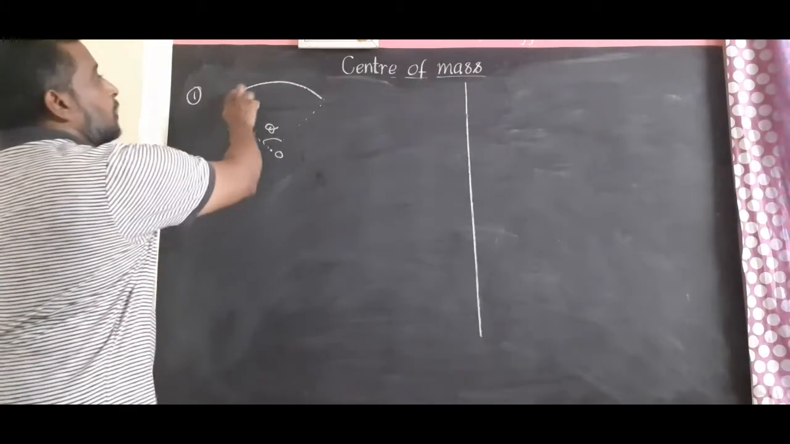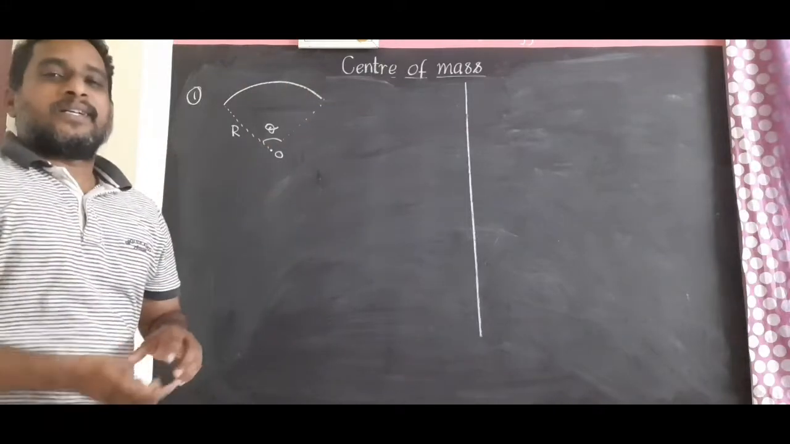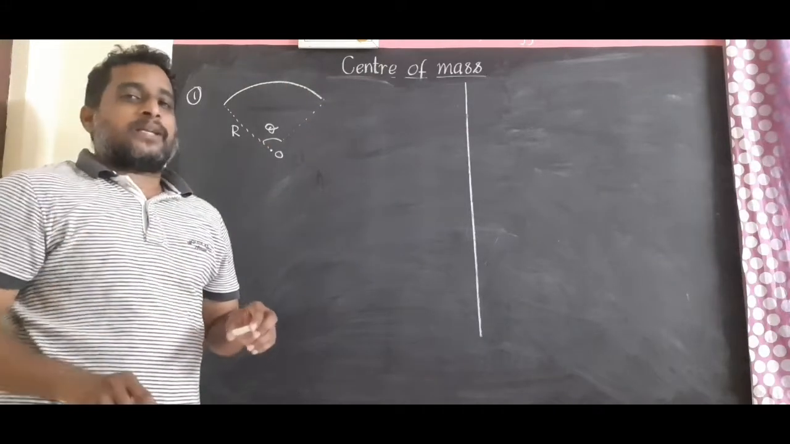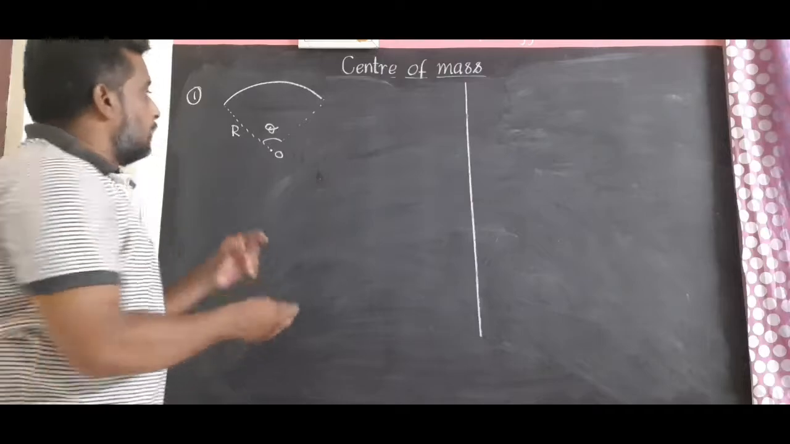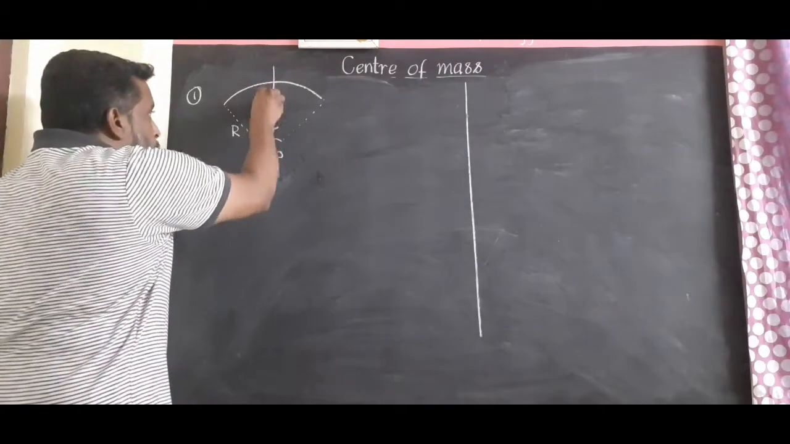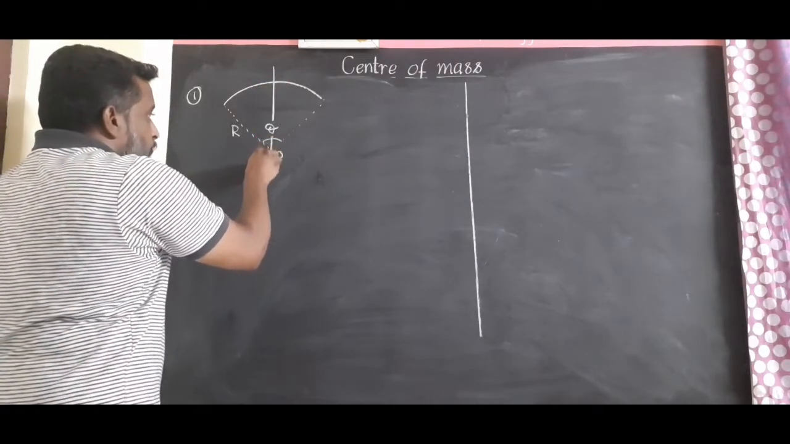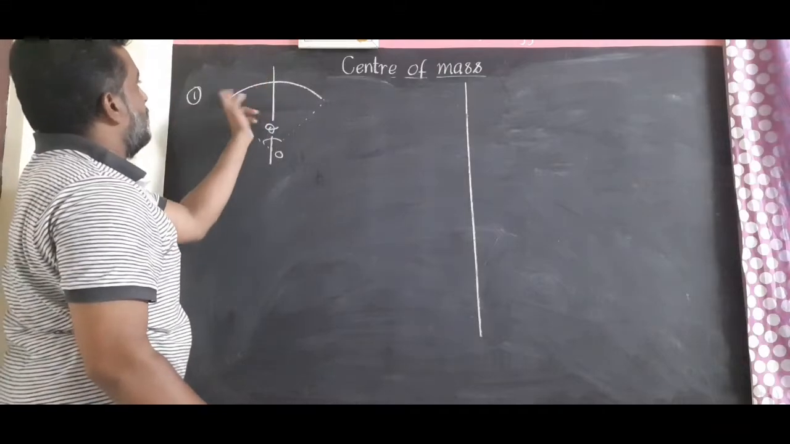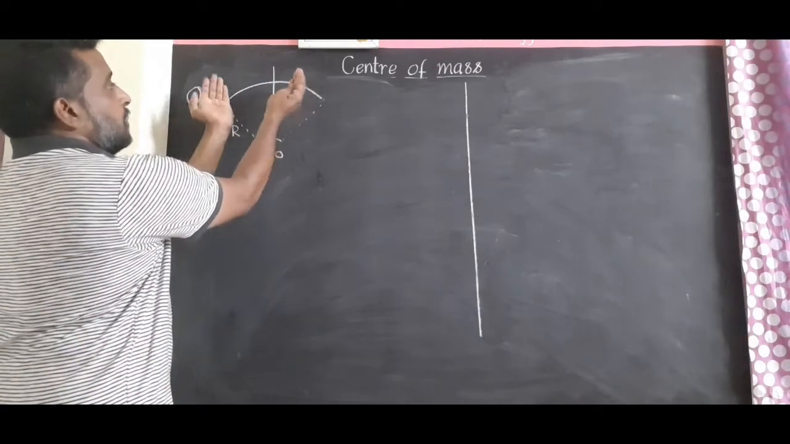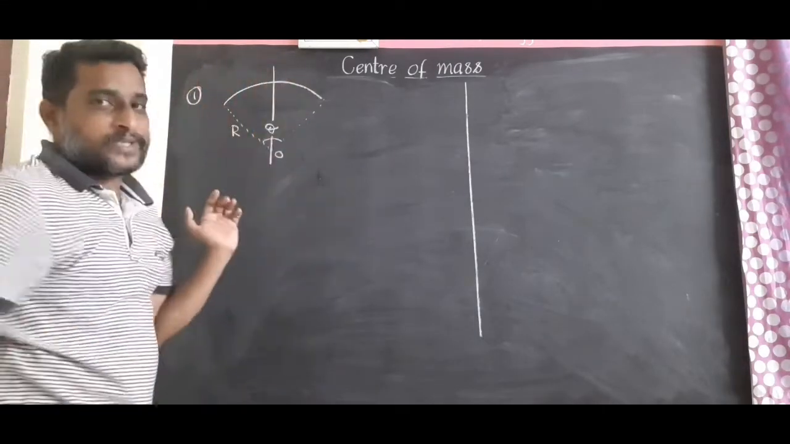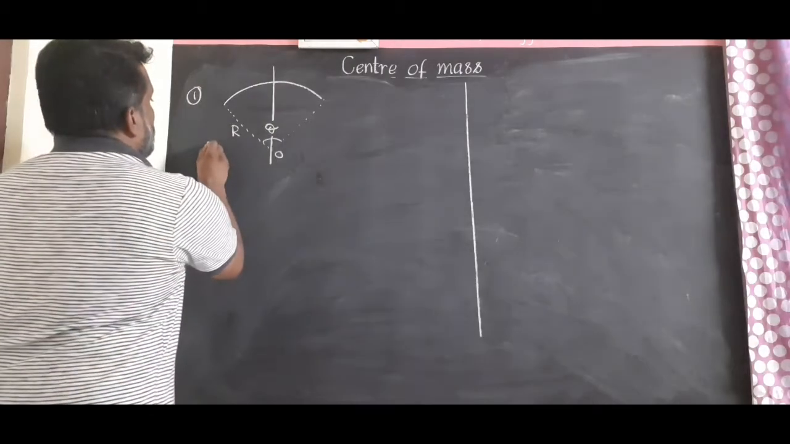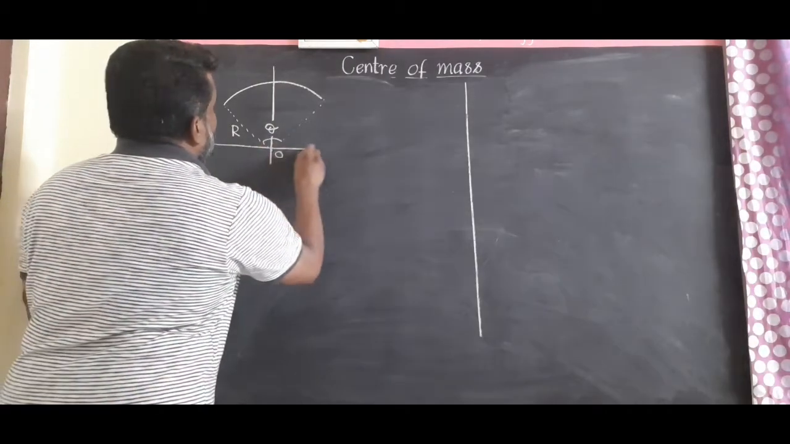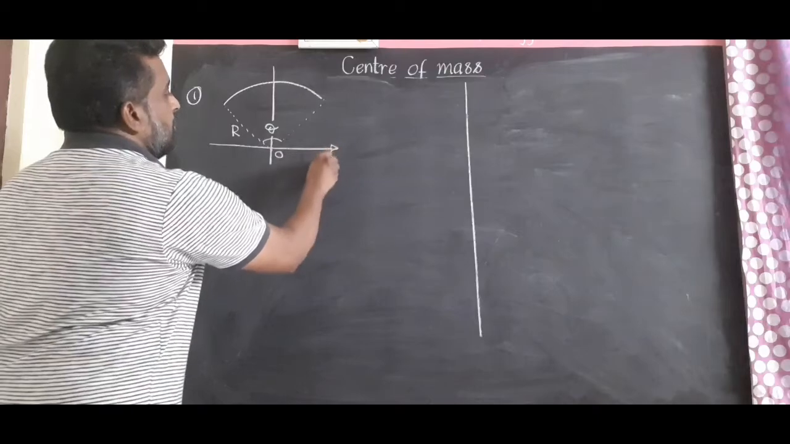See, if you look at this arc-shaped wire, it is symmetrical about an axis passing through point O. About this axis it is symmetrical. So when we fold this wire about that axis, both parts will coincide. But this arc-shaped wire is not symmetrical about the x-axis.